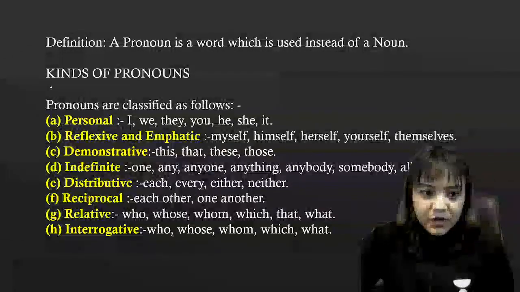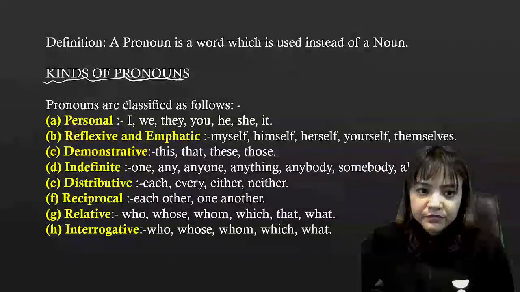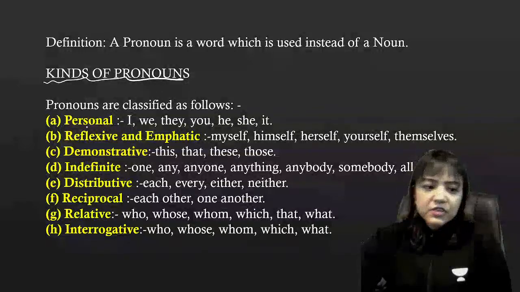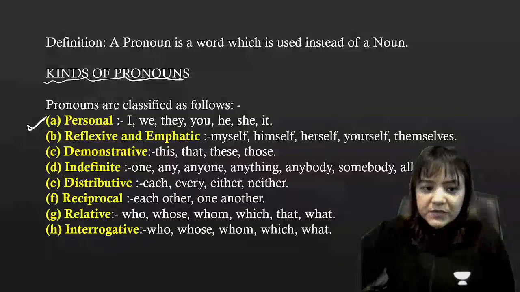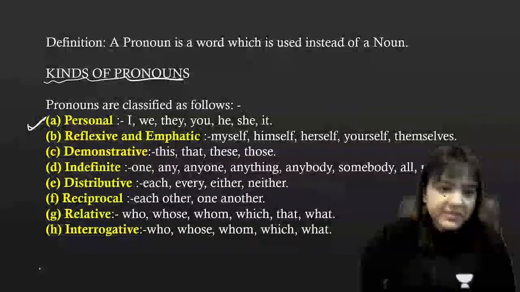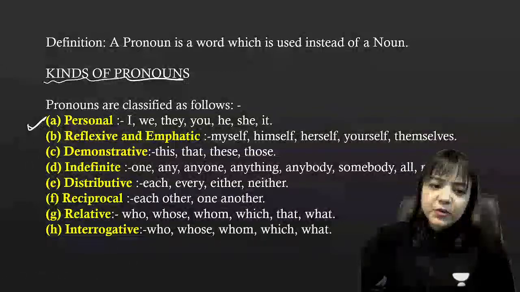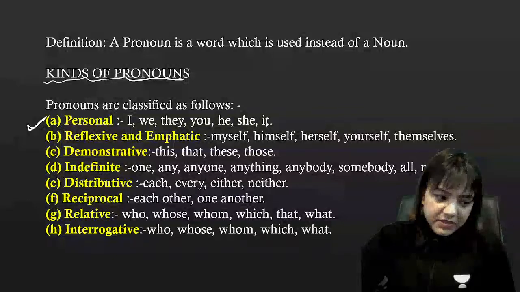These are the kinds of pronoun. So there are many kinds of pronouns. Sabse pehle hum karne wale hain all of this. So personal pronouns includes I, we, they, you, he, she, it. All these are personal pronouns, okay?